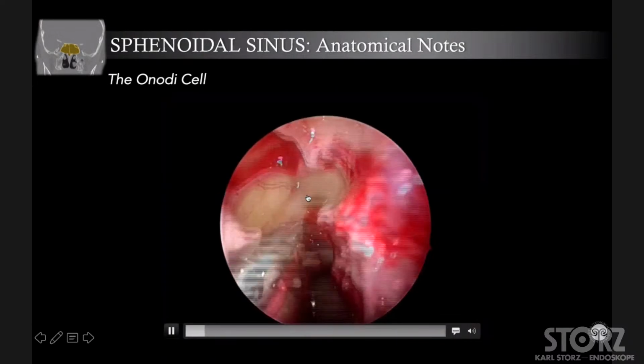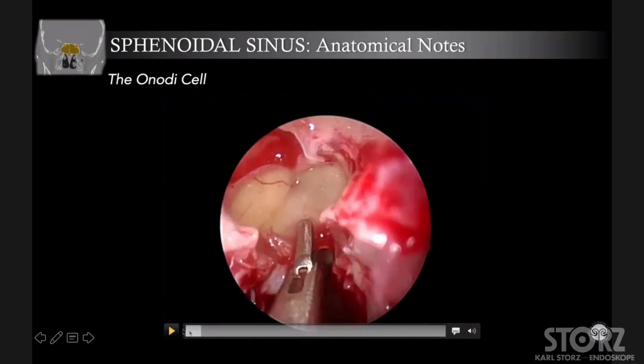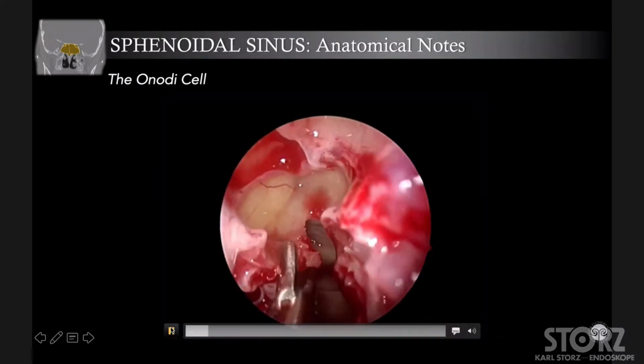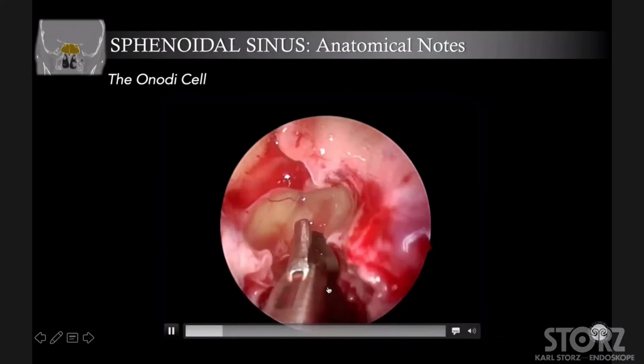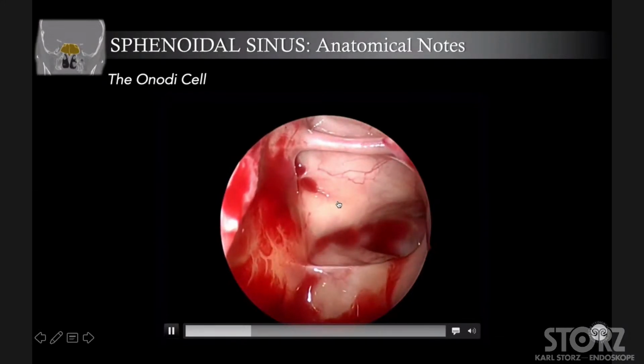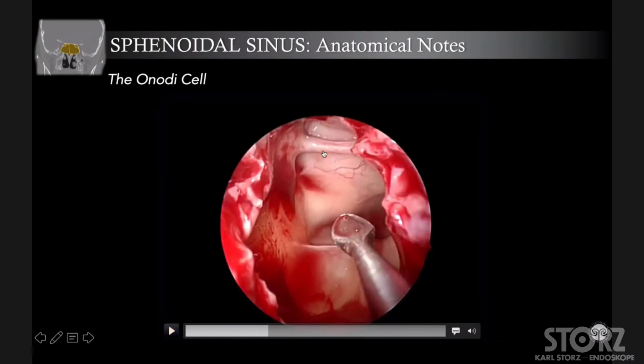This is another case. On the left side, only one sphenoid. On the right side, sphenoid below, Onodi cell up. And so we have identified the Onodi cell, and this is the Onodi cell, you see. This is not sphenoid, this is the Onodi cell. You can see this is the optic nerve running inside the Onodi cell, and this is the posterior ethmoidal artery. It is quite dehiscent. The optic nerve and posterior ethmoidal artery are contained in the Onodi cell.